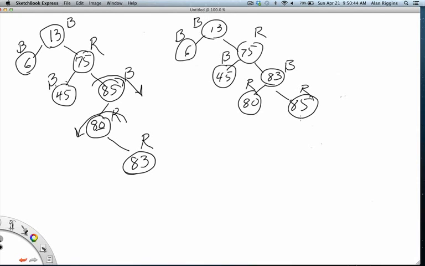So now I want to add a 90. Of course, new insertions are red. And so we examine the aunt. This 90 is the child, 85 is the parent, 83 is the grandparent, 80 is the aunt. We have a red aunt. Therefore, we do a color flip. That is, we need to toggle the parent, the grandparent, and the aunt. These three nodes, we flip or toggle their colors. So we're going to have red, black, black.